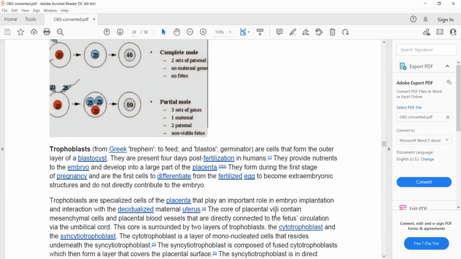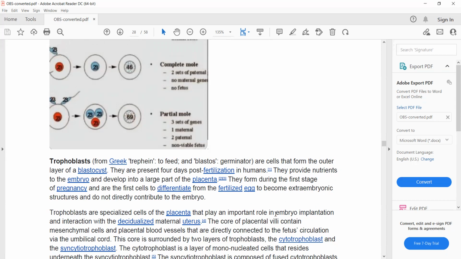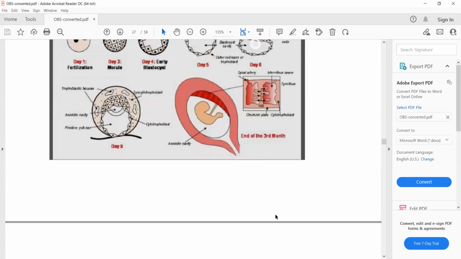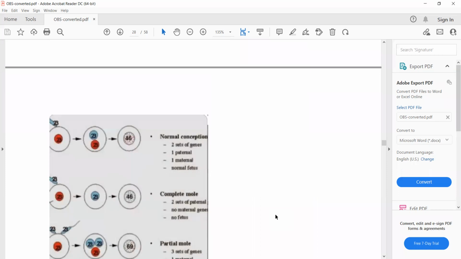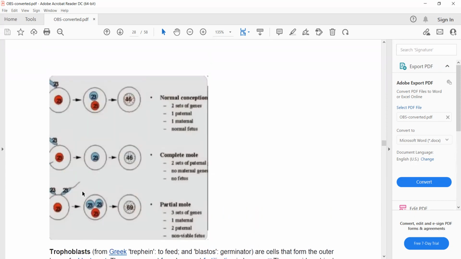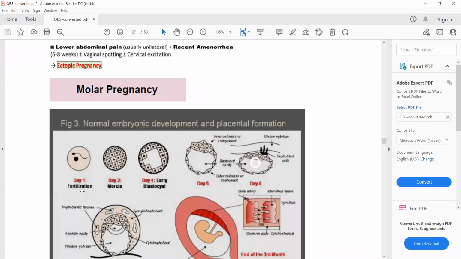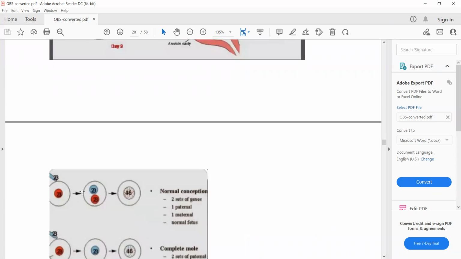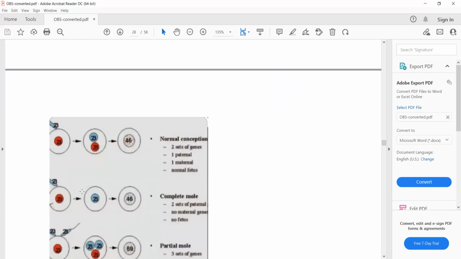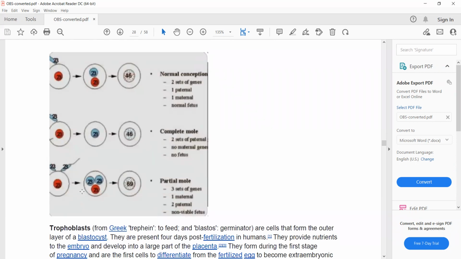So there are two parts of the placenta. One is the fetal part, which is formed by the trophoblasts, and one is the maternal part that is formed by the decidua and chorionic villi. Remember these two points, and because molar pregnancy is also known as gestational trophoblastic disease, as its name indicates, excessive or abnormal proliferation of trophoblastic cells will lead to molar pregnancy or gestational trophoblastic disease, GTD. Now, why do these trophoblasts proliferate excessively?